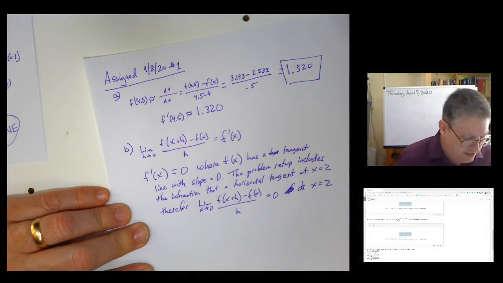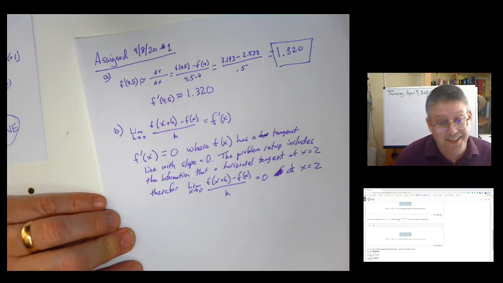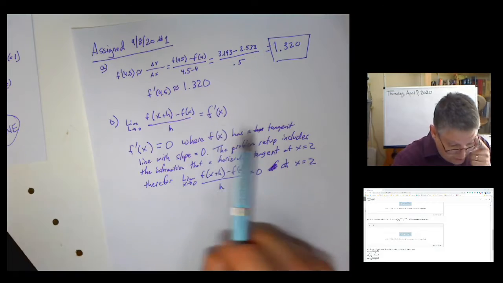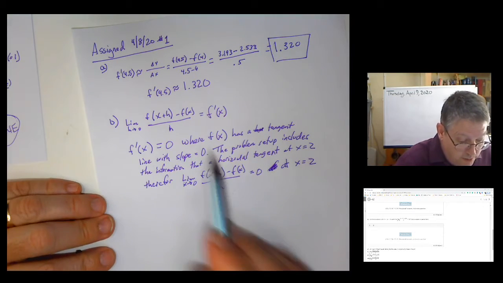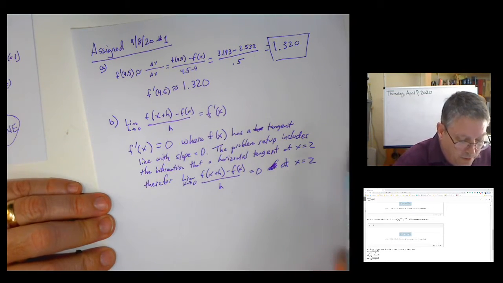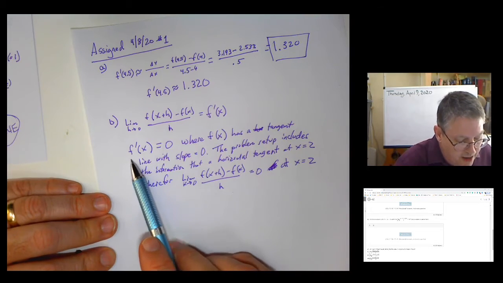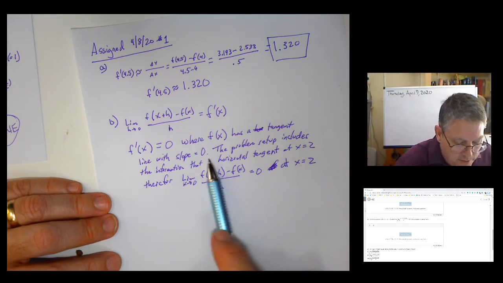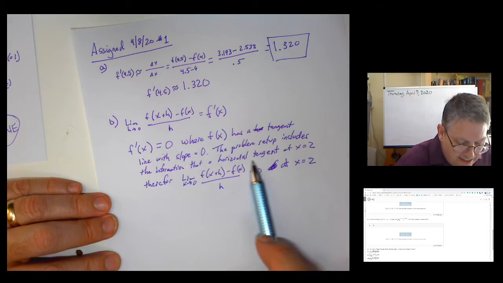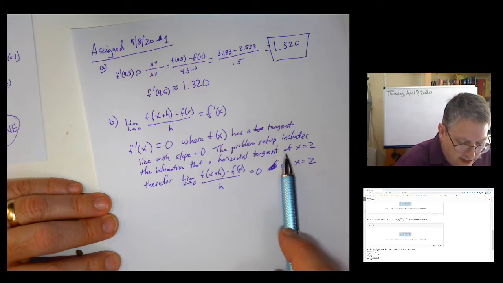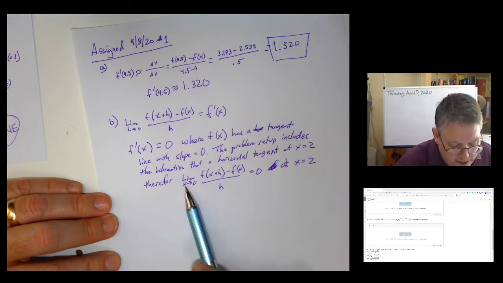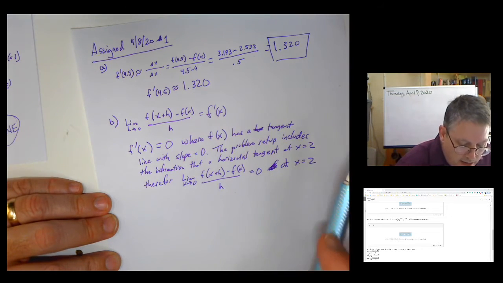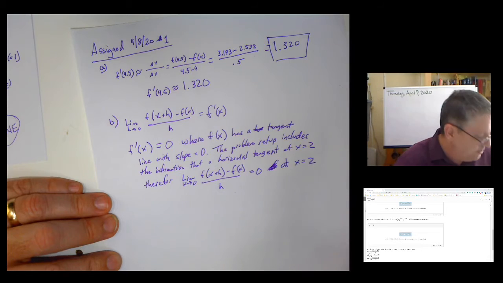I'm just going to go like this and say, okay, so, and there's really no calculations needed to follow, right? That's equivalent to the derivative, because that's what we're doing, right? The limit as h approaches 0. And so f prime of x equals 0, where f of x has a tangent with a slope equal to 0. The problem setup includes the information that a horizontal tangent is at x equals 2. Therefore, the limit of this bit equals 0 at x equals 2. That's just a given in the problem.